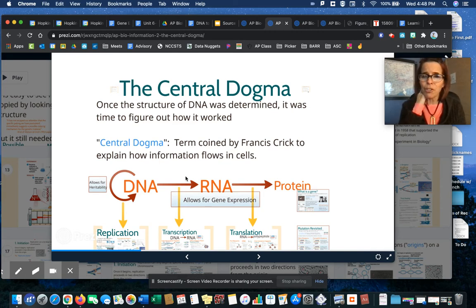Now, the one exception to that we learned about were retroviruses. Retroviruses have RNA as their primary information source. Then they have an enzyme called reverse transcriptase that converts the RNA into DNA, and then the DNA into RNA, so it kind of goes back and forth, and then over to a protein. We'll talk a little bit more about that in an upcoming learning target.